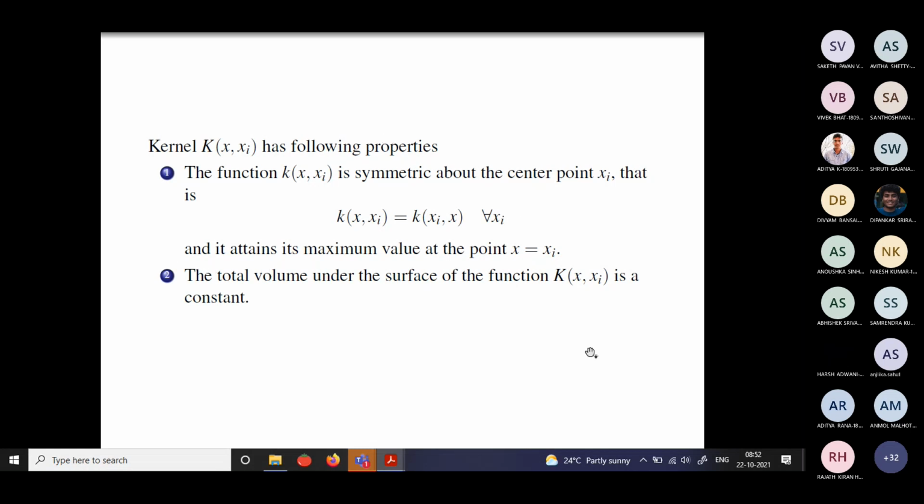And it again has its maximum value at x equal to xi, when both are the same. And the total volume under the surface of the function k(x, xi) is basically constant.